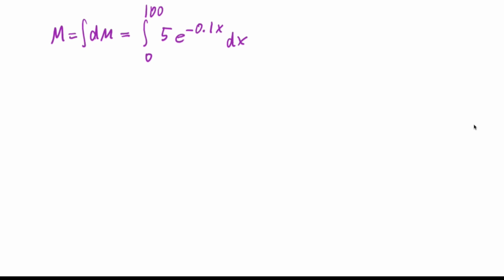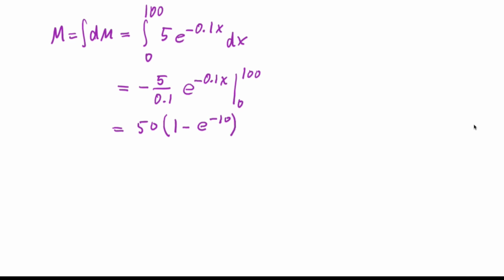So now it's a beautiful exponential integral, which we should be able to do. So we find the antiderivative, which is minus 5 divided by 0.1 e to the minus 0.1x, evaluated between 0 and 100. So then I have 50 times (1 minus e to the minus 10). Now e to the minus 10 is like a super small number, so this is basically 50. So you could say the rod has a mass of 50 grams, or what I would say is the Coco Roll has a total pistachio content of 50 grams. Delicious.